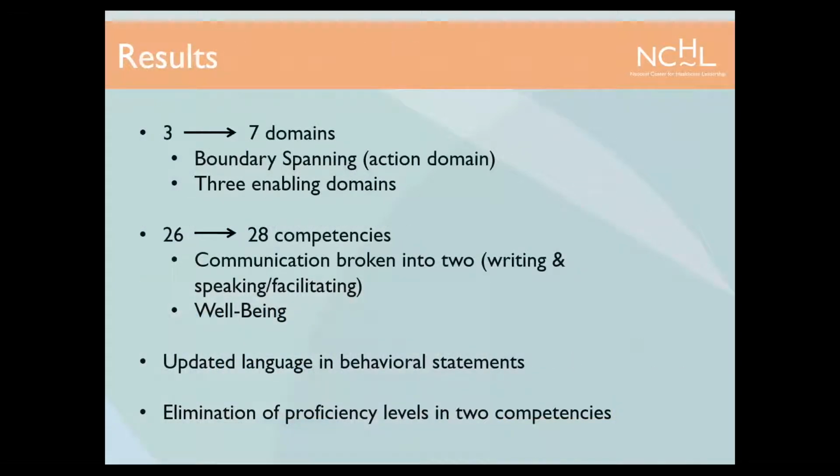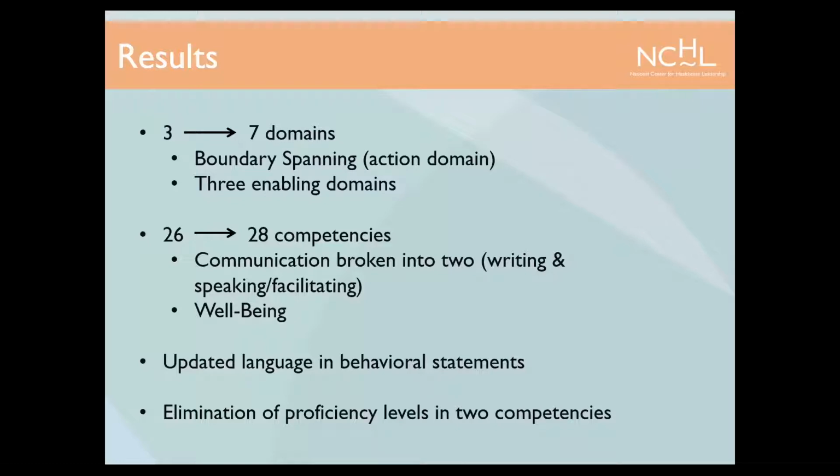And so as a result of that, these are the main changes from Model 2.1 to 3.0. We went from 3 to 7 domains, and I'll go over this in more detail because the primary changes within this competency model were mostly in the structure of the model itself and not necessarily the competencies. And so it was a lot of reorganizing of existing competencies and not a lot of adding of competencies. So I will talk about the 2 that were added. We also went from 26 to 28 competencies.